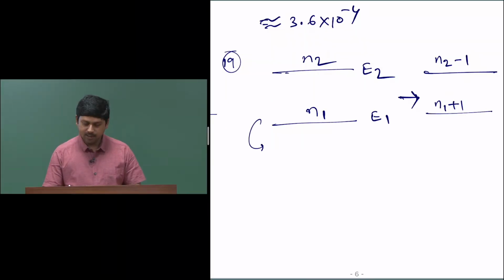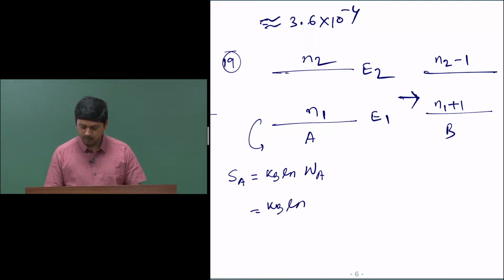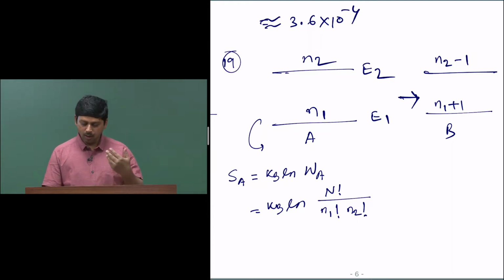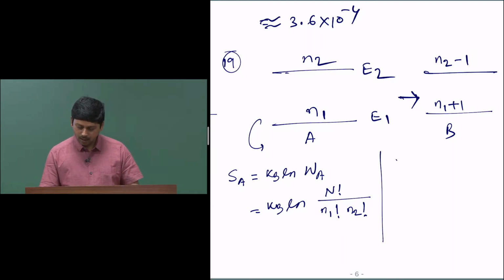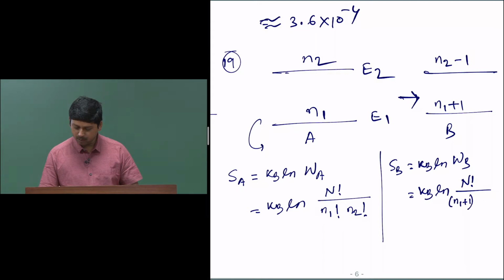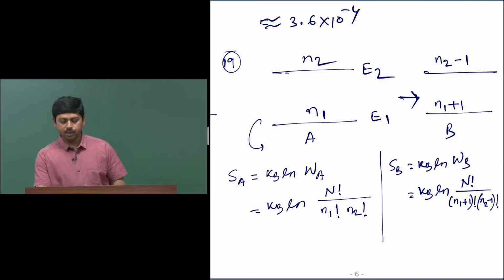So, the entropy of this previous system, let us say it goes from A to B. So, entropy of the system A can be written as S A, which is nothing but K B ln W A, where W A is total n, which is n factorial by n 1 factorial and n 2 factorial. Where we know that n 1 plus n 2 equal to n. Entropy of S B is K B ln W B, where it is n factorial again by n 1 plus 1 factorial and n 2 minus 1 factorial, where again n 1 plus n 2 equal to n.